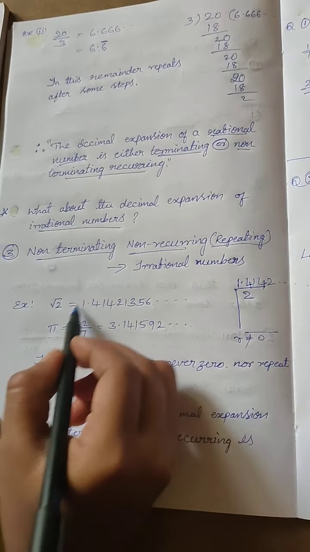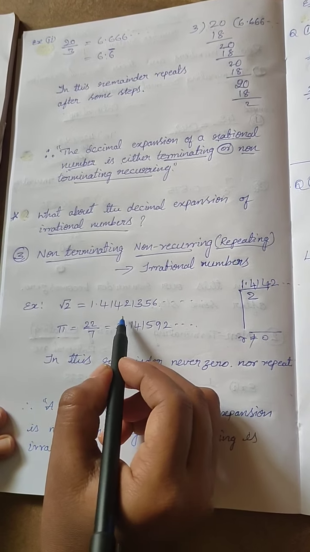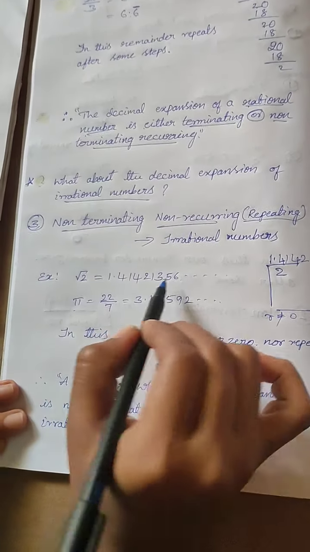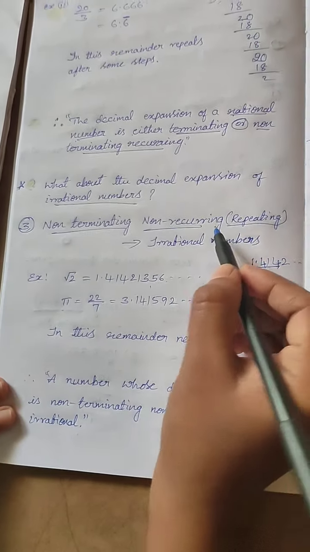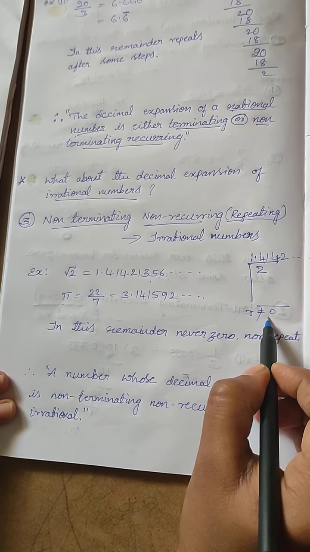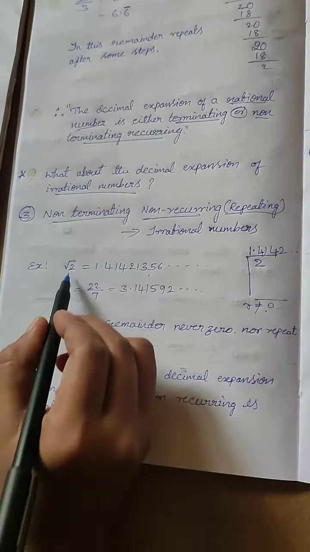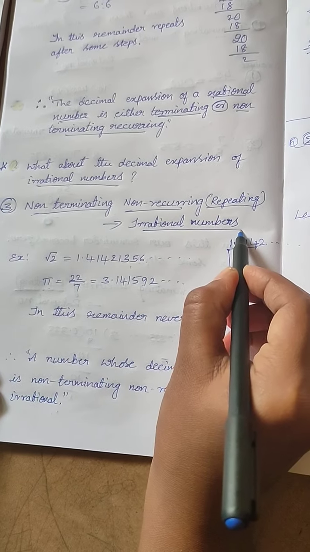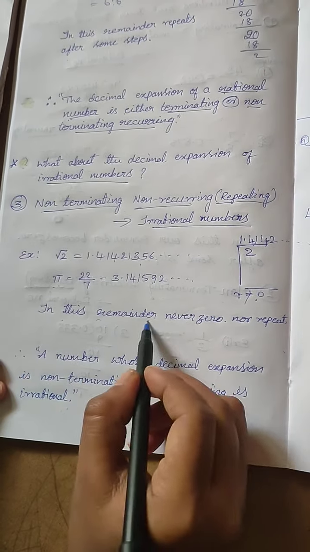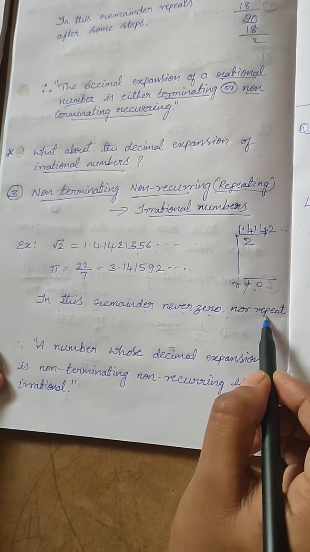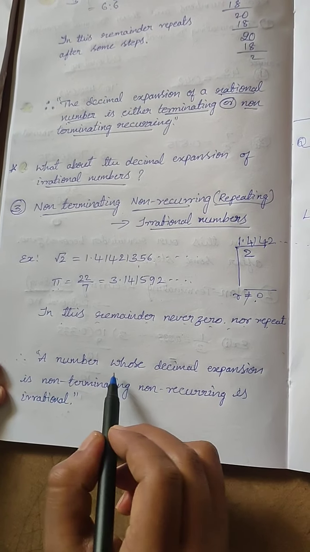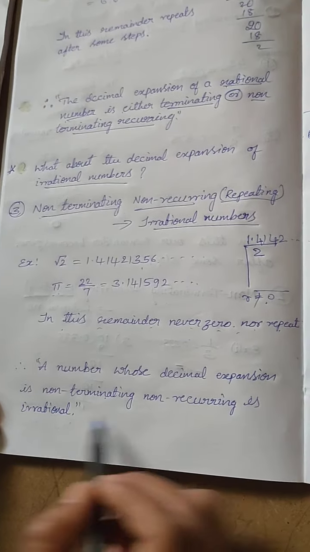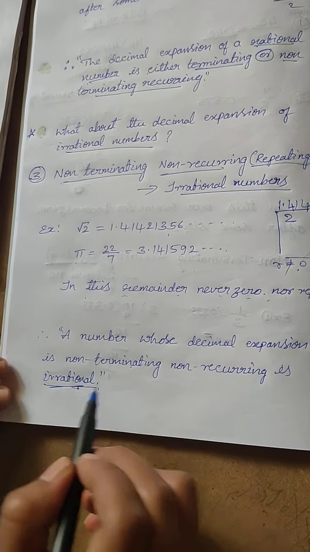That's why this type of decimal expansion is called non-terminating, non-recurring. It means the same number will not repeat, that's why it is called non-recurring. The remainder is not equal to 0, that's why it is called non-terminating. So these types of decimal expansions are called irrational numbers. In this, the remainder is never 0 and does not repeat. So a number whose decimal expansion is non-terminating, non-recurring is irrational.